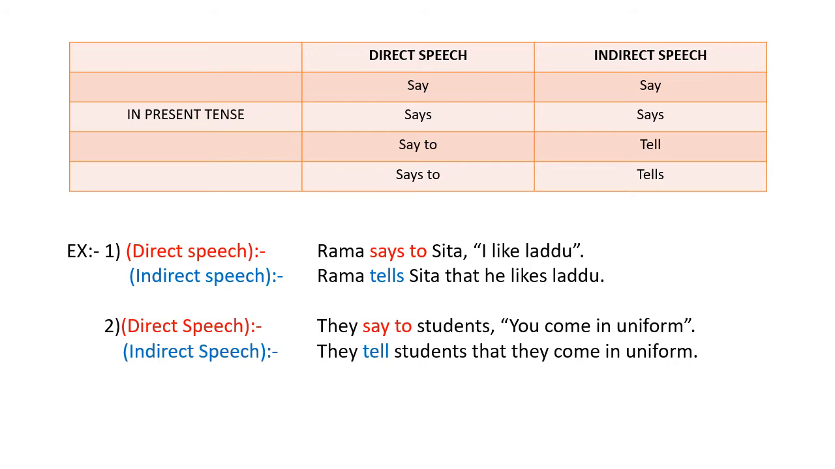Let's check these examples again. Rama says to Sita, I like laddu. Indirect speech. Rama tells Sita that he likes laddu. Next, second example. They say to students, you come in uniform. Indirect speech. They tell students that they come in uniform.